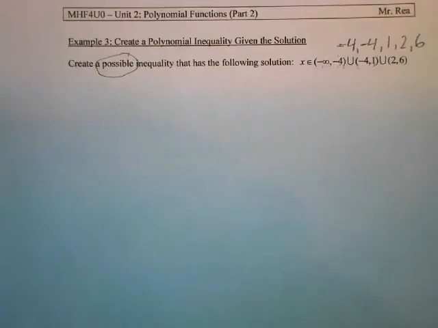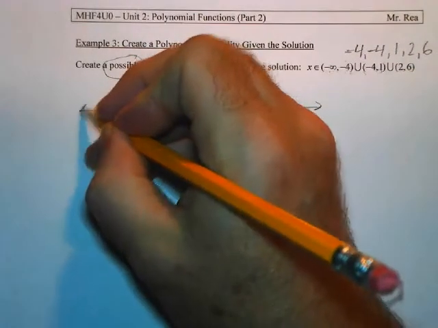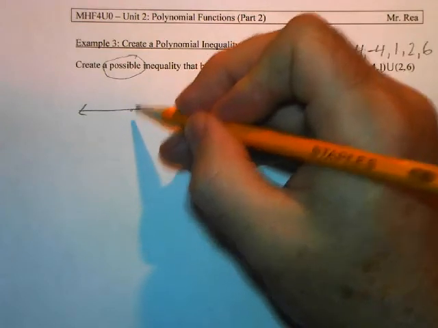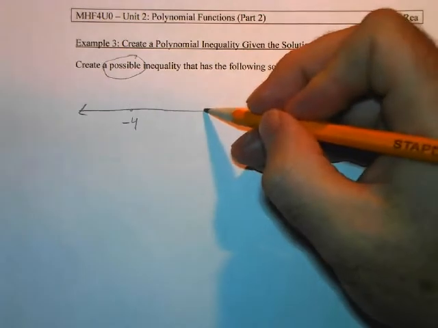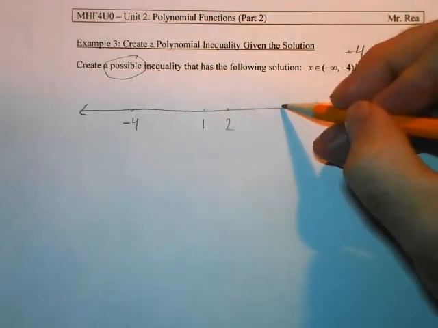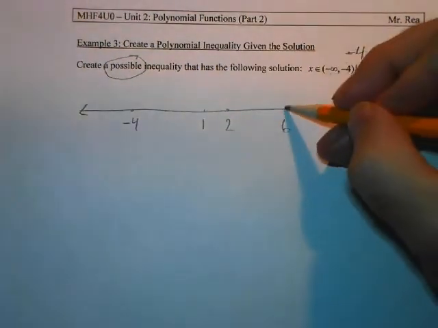So what I'm going to do is start with the number line and put in my key values. So I've got a -4, I've got a 1, I've got a 2, and I've got a 6.